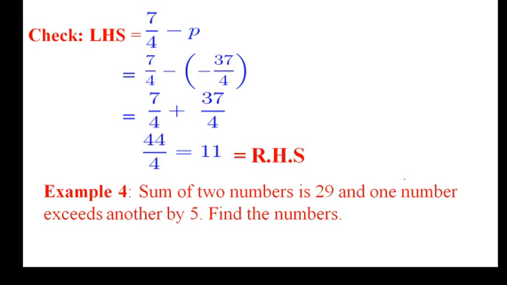Next, example 4. The sum of two numbers is 29 and one number exceeds another by 5. Find the numbers. So the sum of two numbers: you have to take any two numbers. Their sum should be equal to 29.